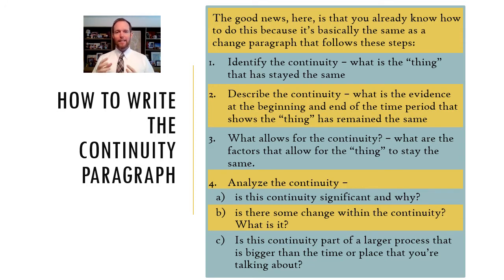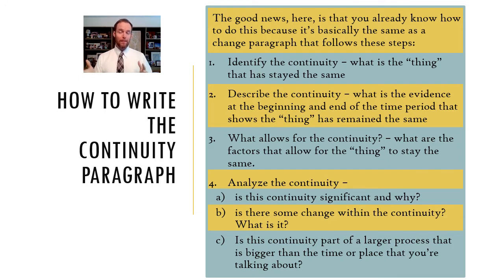But this slide is all about how to write your continuity paragraph. And what we see from the basic structure is that it's the same as writing the change paragraph. You really have four different things that you want to do in your continuity paragraph. So the first thing is identify the continuity. What is the thing that has stayed the same over this period of time? And then you want to describe it. What evidence is there that it was the same at the beginning and at the end of the era?